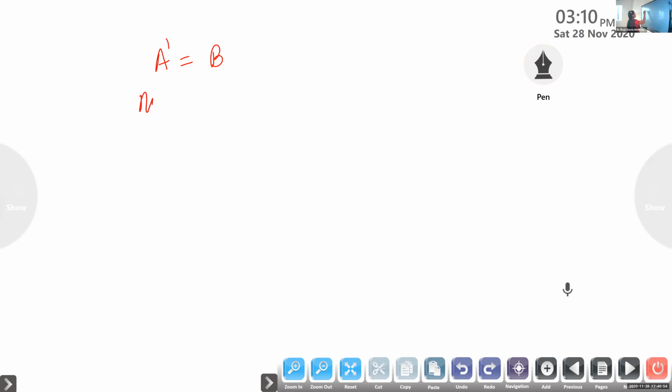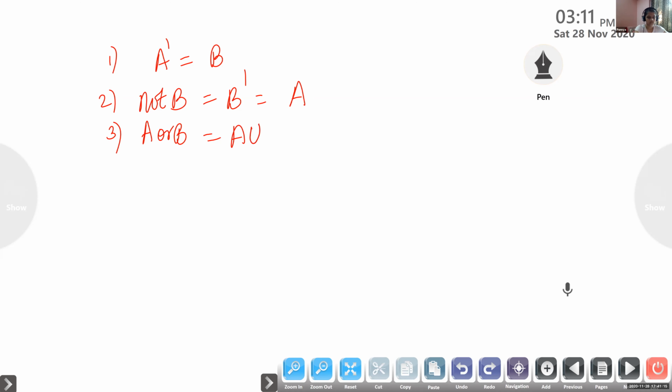Not B. It is given in the wording. What is meant by not B? B dash. Yes. What is B dash? A. Third one, A or B. A or B means it is union. A union B. Good.